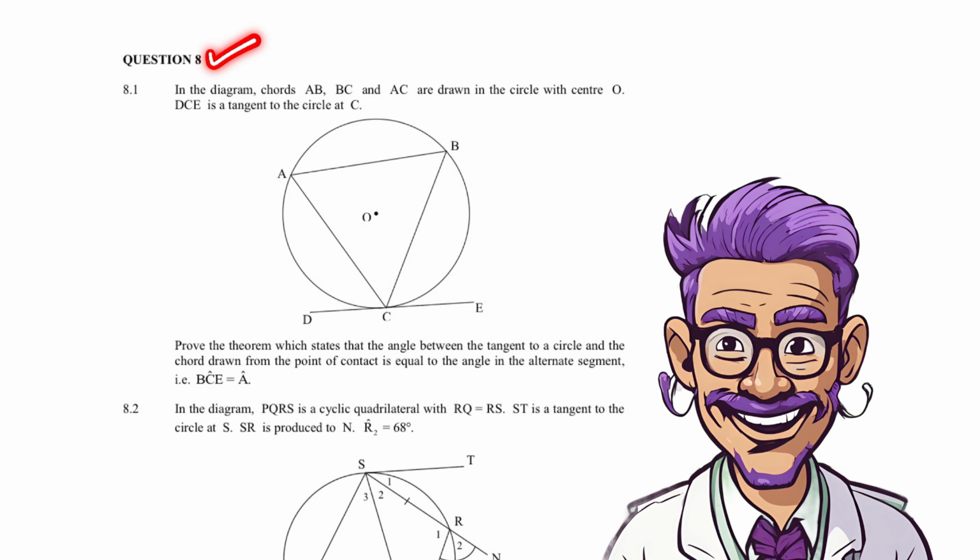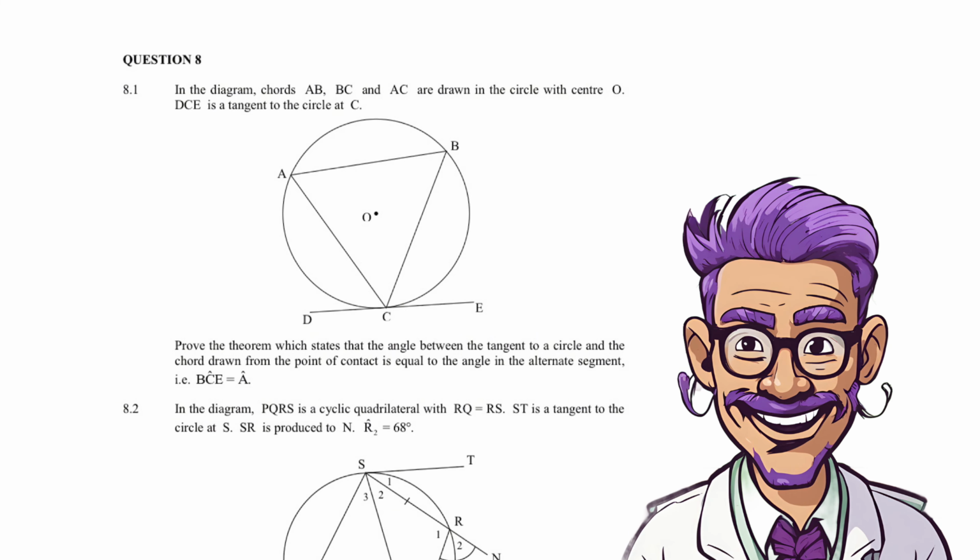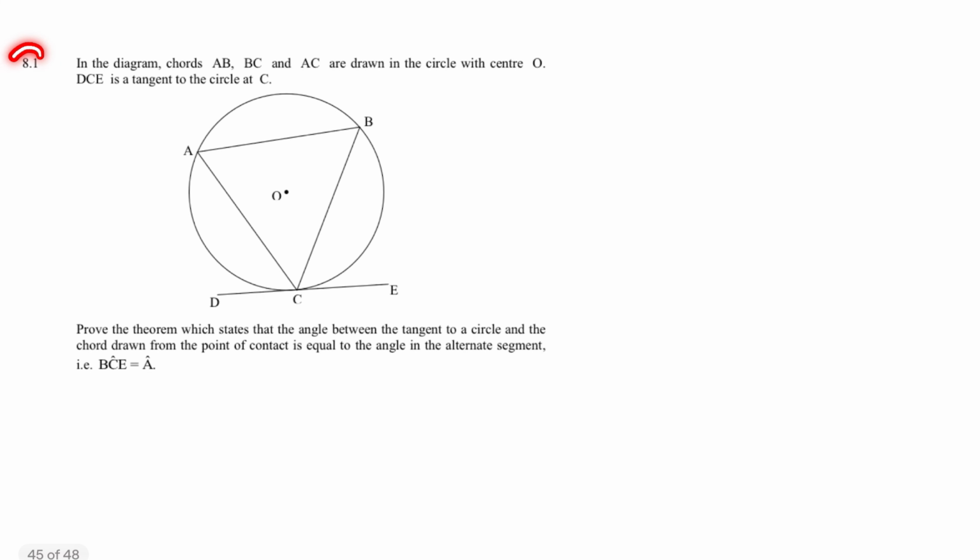Question 8 of paper 2 for June of 2024. Question 8.1. In the diagram, the chords AB, BC, and AC are drawn in the circle with center O. DCE is a tangent to the circle at C. Prove the theorem which states that the angle between the tangent to a circle and the chord drawn from the point of contact is equal to the angle in the alternate segment. In effect, prove that angle BCE is equal to angle A.